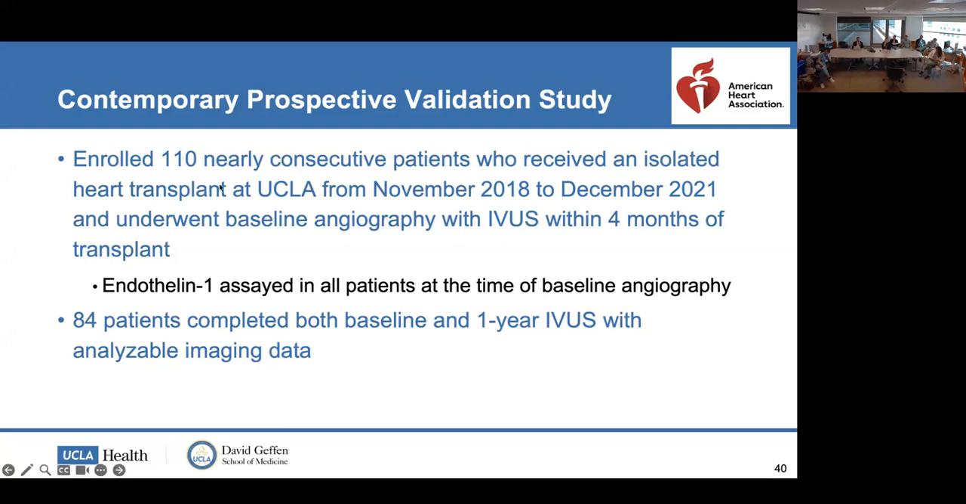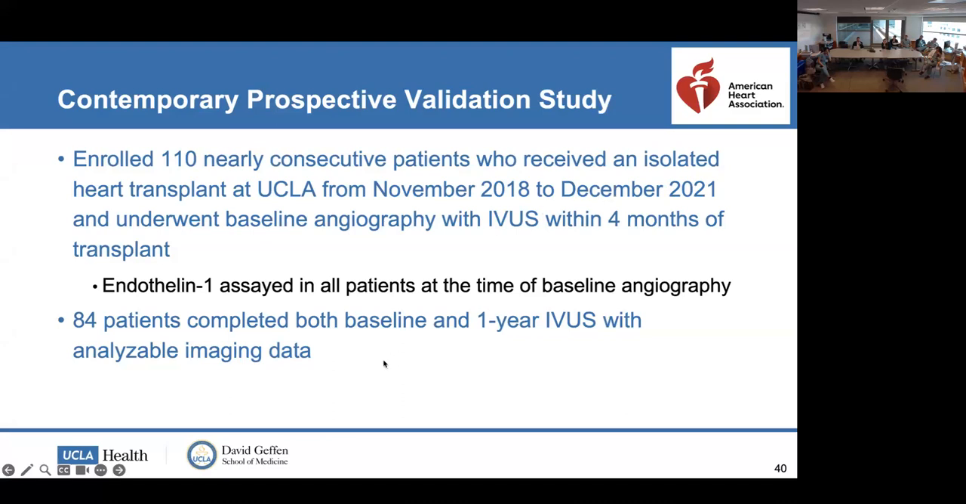So we enrolled about 110 nearly consecutive patients who received an isolated heart transplant at UCLA from November 2018 to December 2021, and who underwent baseline angiography with IVUS within 4 months of transplant. I'd like to say in 5 years, we've only had one patient refuse consent, which I think is a tribute to heart transplant patients in general and how much they're willing to give back to science. All these patients had endothelin-1 assayed at the time of their baseline angiography.